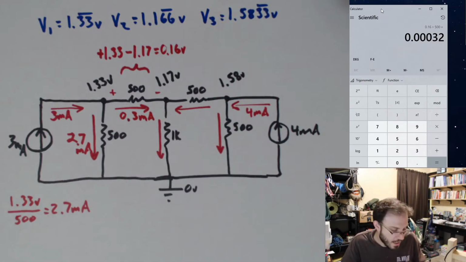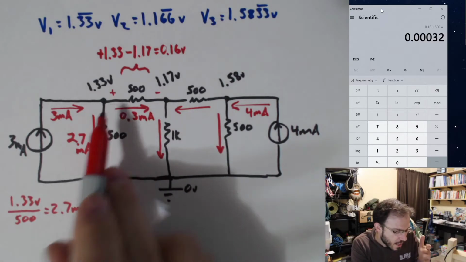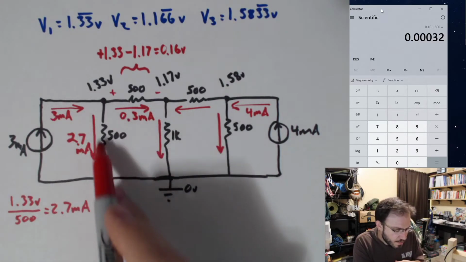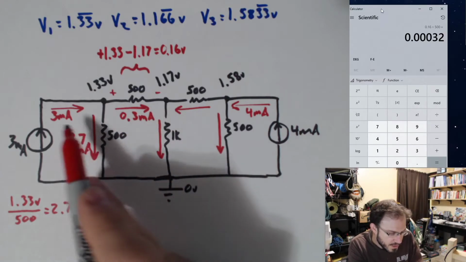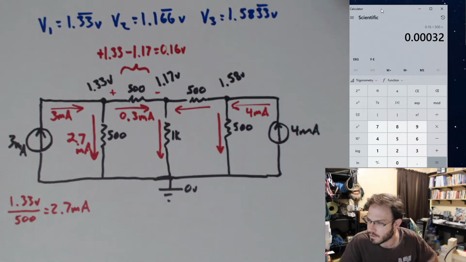All right, perfect. Well, look at the KCL expression. I got 3 milliamps entering, I got 2.7 leaving, and 0.3 leaving. 0.3 plus 2.7 is 3 milliamps.